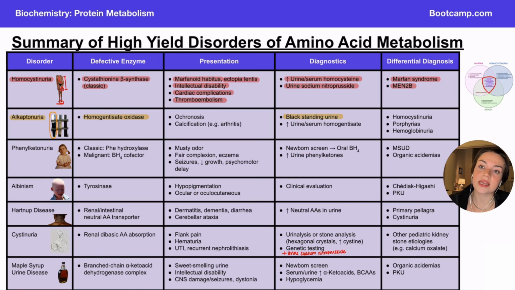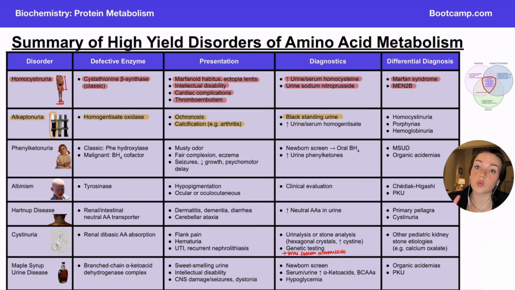That homogentisate can deposit across body tissues and body fluids and leave a black discoloration. One thing you'll see is ochronosis, which is a black discoloration of things like the sclera and the cartilage and the tissues of the skin. You'll also see calcification across the body. This can be calcification in the form of kidney stones, it can be calcification in the form of arthritis. There are lots of different manifestations this can take.